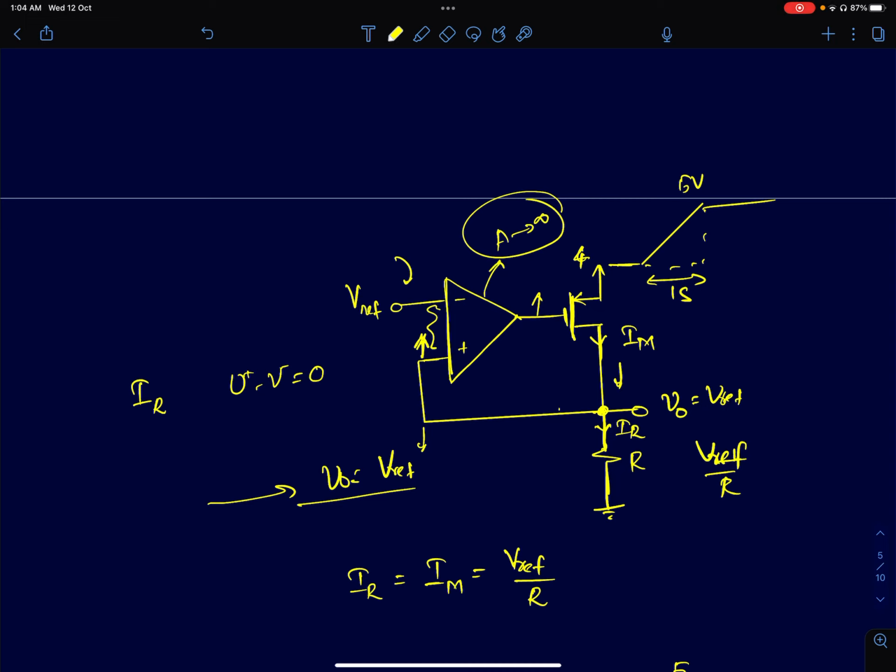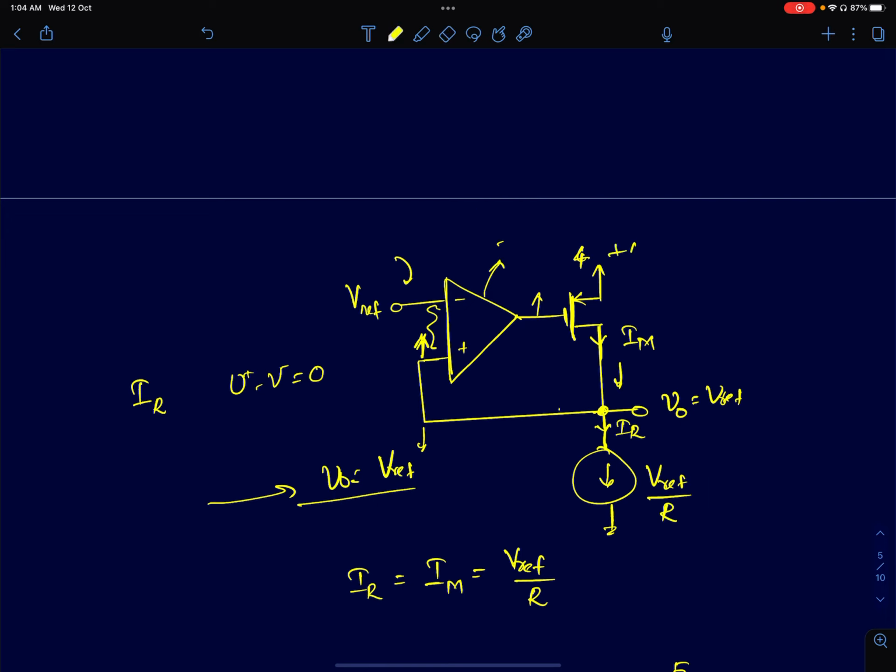Now there is something interesting here. Since the voltage across the resistor is fixed, the current is also fixed. I can simply replace the resistor by a current source of value Vref by R. So now let's say I change my supply by delta V. I'm increasing the supply by delta V.